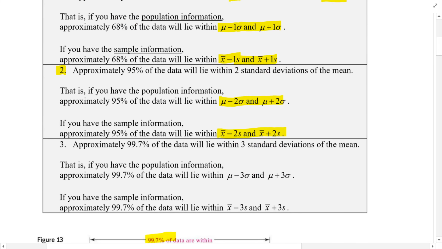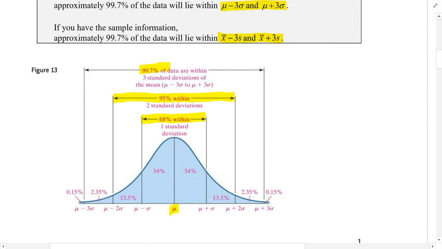And then for the third one, I will say approximately 99.7% of the data will lie within three standard deviations of the mean. That is, for population, we say 99.7% is between mu minus 3 sigma and mu plus 3 sigma. And for sample, we say 99.7% of data will lie within x bar minus 3s and x bar plus 3s. So the information can be summarized below.